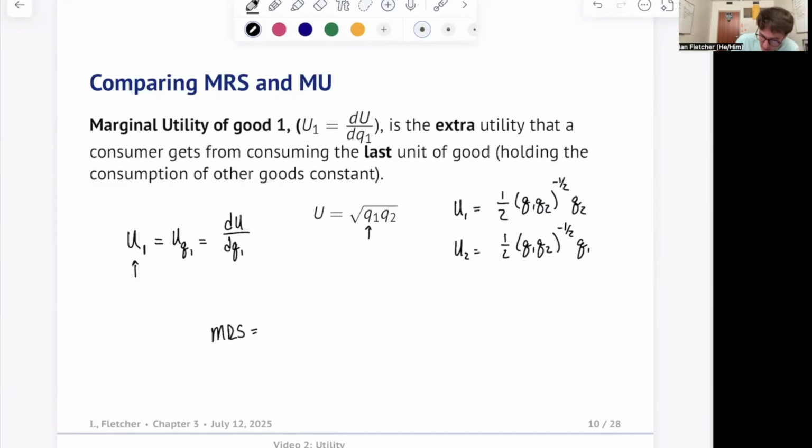And so remember that our MRS is equal to dQ2 over dQ1. So it is just how much does Q2 have to change if we increase Q1 by 1 unit such that we're keeping the utility constant? Okay, that's the big thing when we're dealing with marginal rate of substitution.